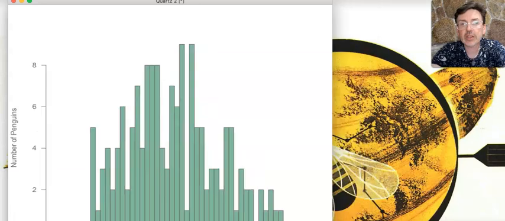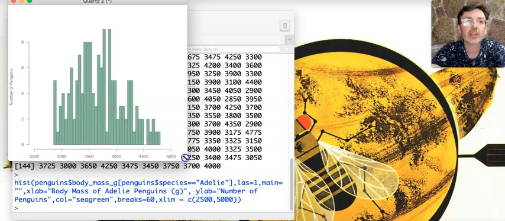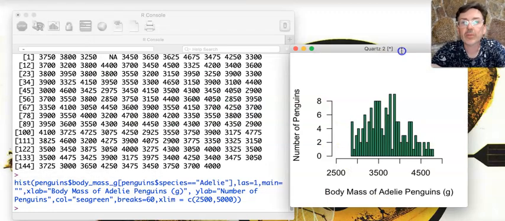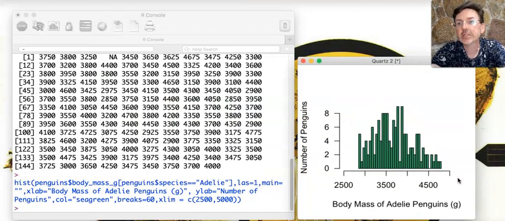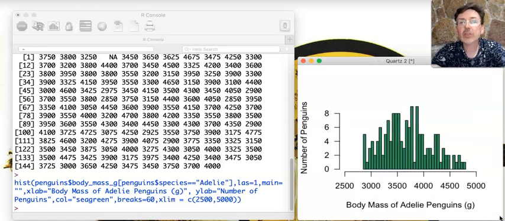Okay, let's make that just a little bit easier for folks at home. Take a look. So let's put that down there. So a nice looking histogram that describes the data, that pictures the data visually.